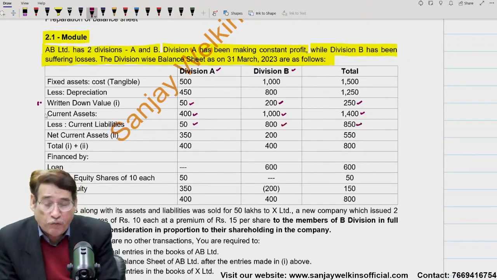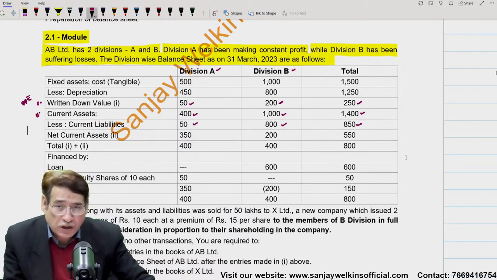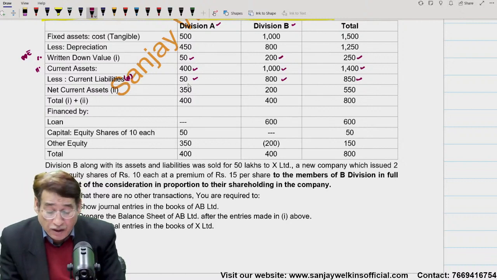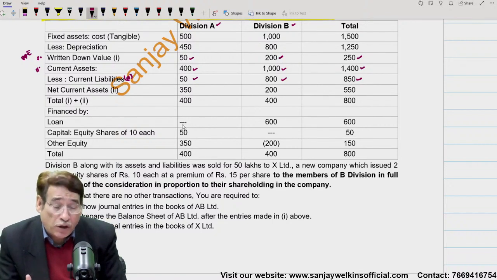Important point is that one, property, plant and equipment is given in the question. You note it down carefully. And then you are given current asset also. This is the second item which you have to see to. Correct? And then there is a third item in the form of liability, current liability. Correct? And then, just to confuse you, they have written net current asset. We are not concerned with the net current asset. You simply go over to the items.